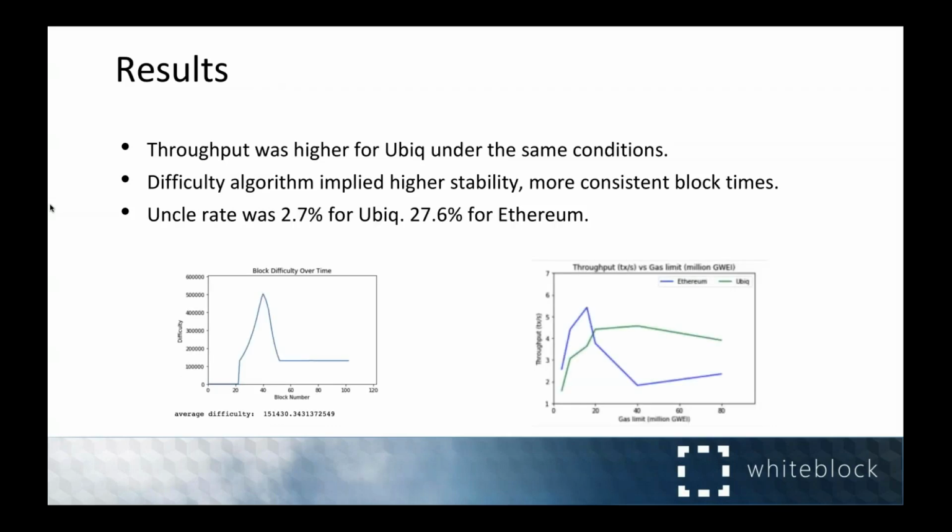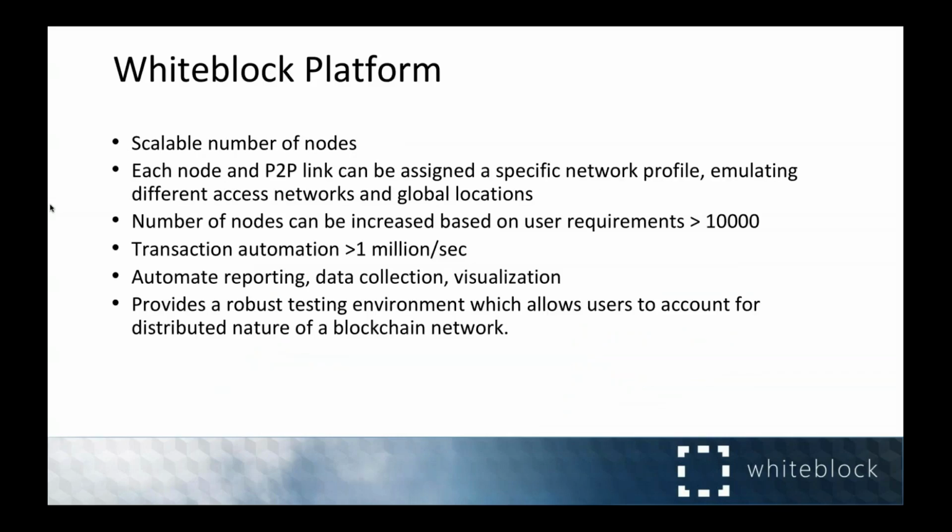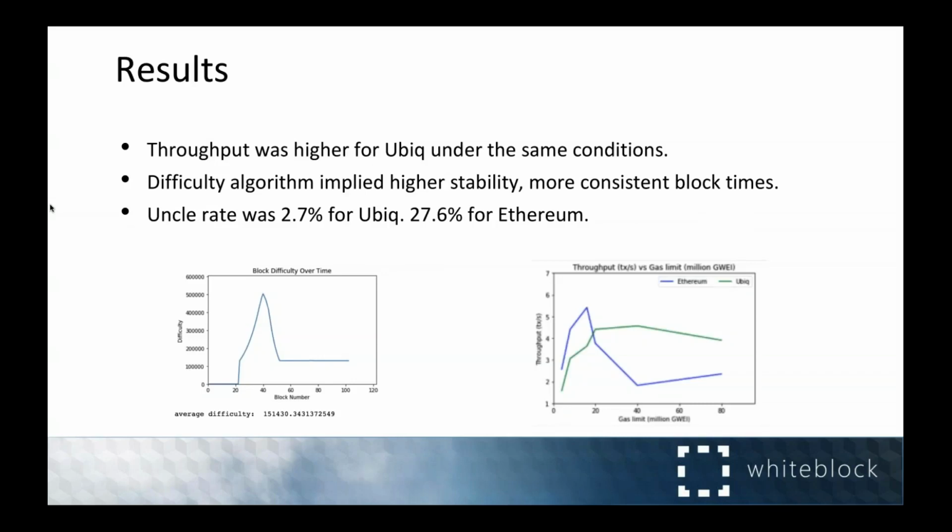The results indicated that throughput was higher for Vivit under the same conditions. Their difficulty algorithm implied higher stability, with more consistent block times. The uncle rate was also much lower, which was really important because our hypothesis was that a higher gas limit would mean a bigger block, a higher block time would allow for the propagation of those bigger blocks, and that would lower the uncle rate. That would increase transactional throughput. So there's a correlation between uncle rate and throughput. And that was our last test series.